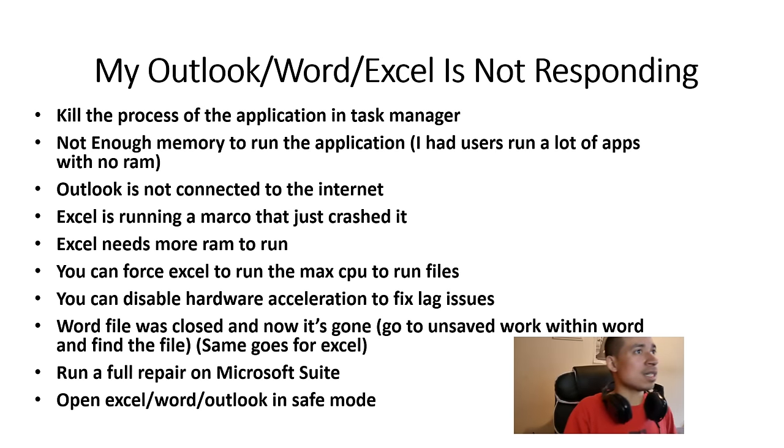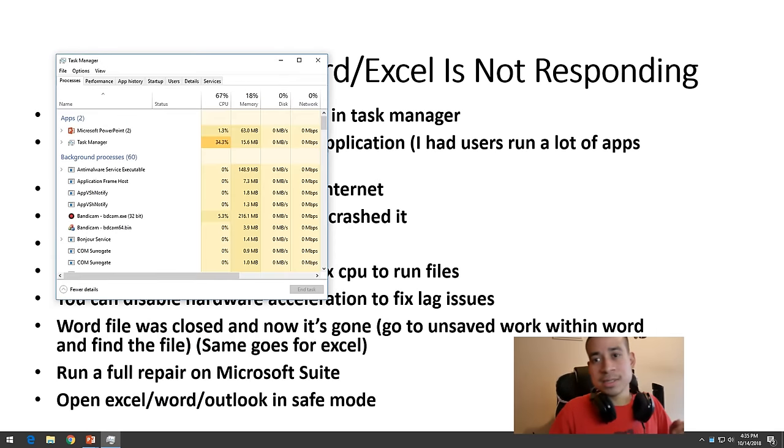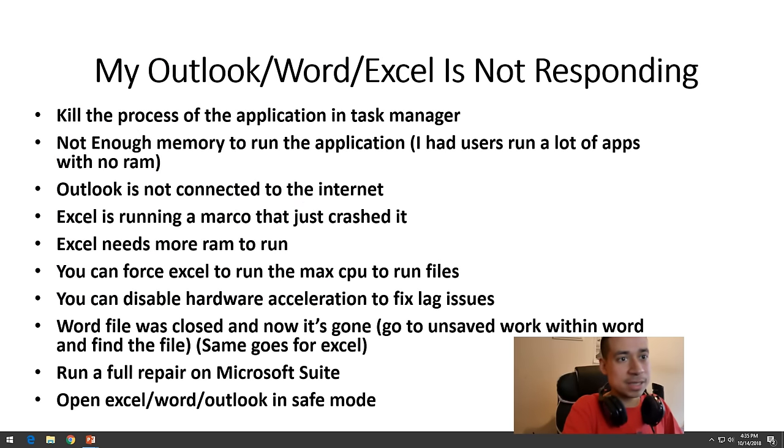So obviously you go to Task Manager and kill the process. Maybe you don't have enough memory on that computer, or maybe they have multiple applications running. You would go to the app and just end task. Windows 7, go to Excel.exe, kill it. Word.exe, kill it. Outlook.exe, kill it. See what version of Microsoft they're running.